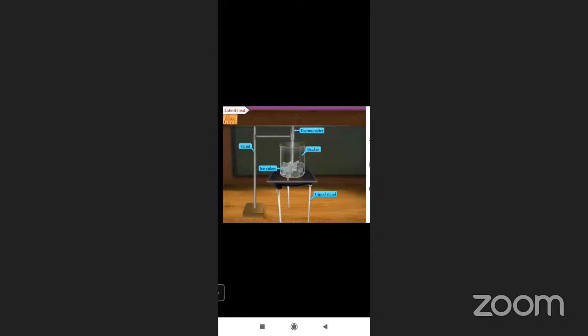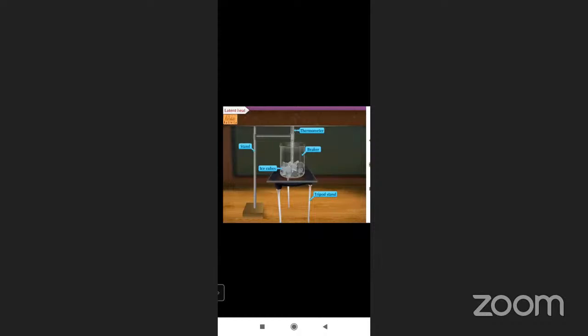Right, so we are going to take one beaker, and in the beaker we are going to add some pieces of ice. Then insert the bulb of a thermometer in the ice and measure its temperature. So with the help of the thermometer, we are going to measure its temperature. Put the beaker on a stand and heat the ice using a burner.